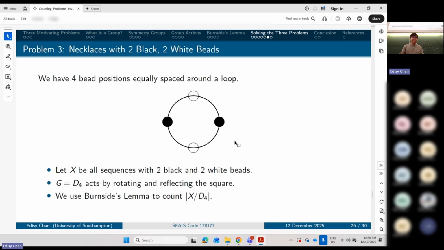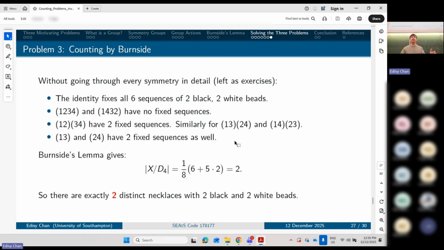Now we think about the necklaces. 2 black beads, 2 white beads. We have the group action on it, which is D4, and I've already told you we have only 8 elements there, the order of G. Now we use Burnside's formula to count it, but we have to know if there are any fixed points. The identity fixes all the points for sure.